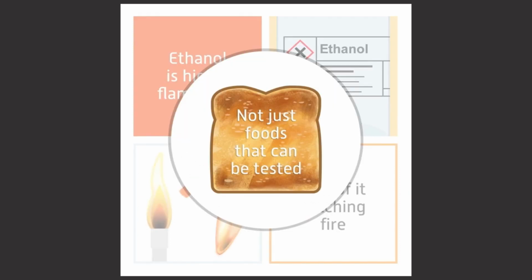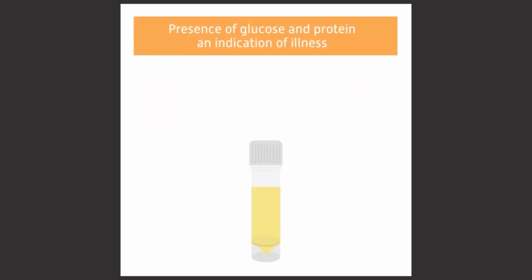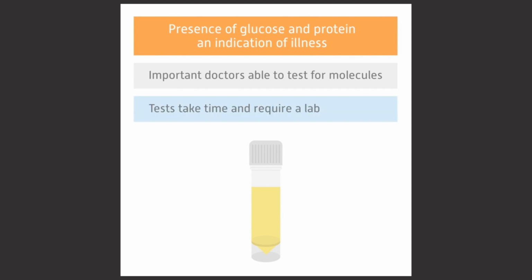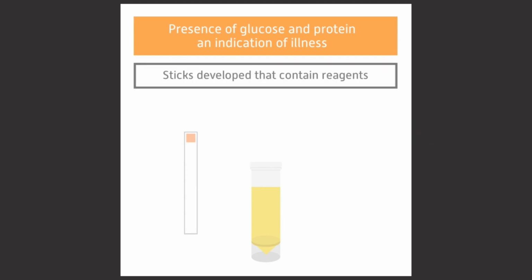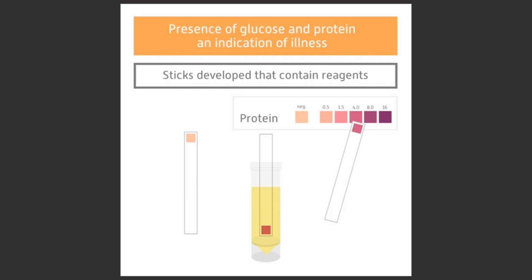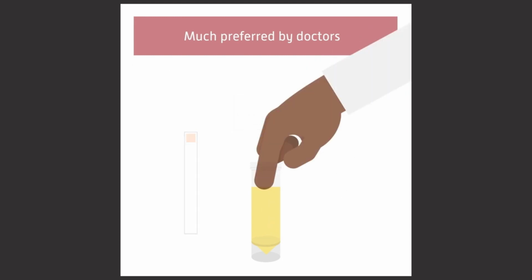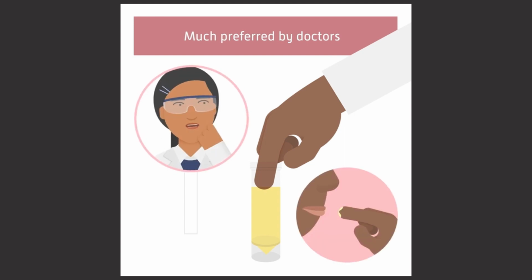It's not just foods that can be tested by using these methods. The presence of glucose and protein in urine is an indication of illness, so it's important that doctors are able to test urine for these molecules. However, as these tests take time and require a lab to carry them out in, sticks have been developed that contain reagents. These can be dipped into a sample of urine. A change in colour will quickly indicate the presence of protein or glucose. This method is much preferred by doctors, as in the past, the only way doctors could test for glucose in a patient's urine was to taste it to see if it was sweet.